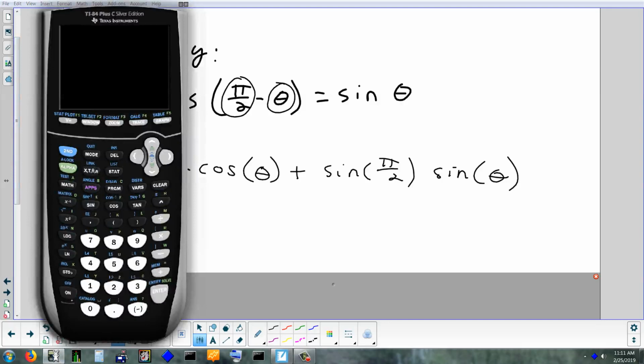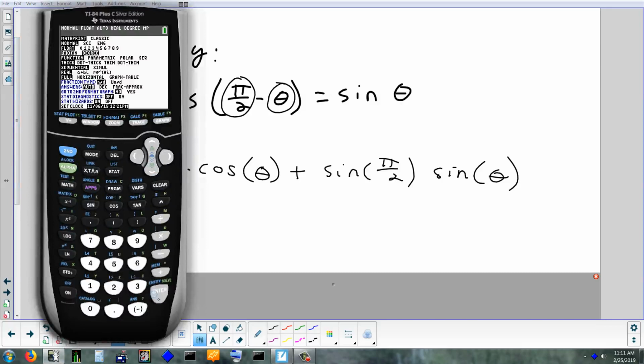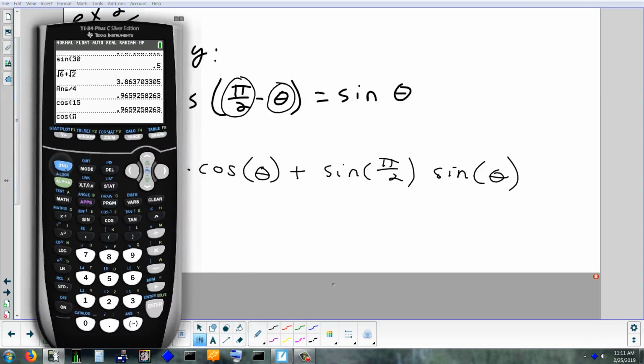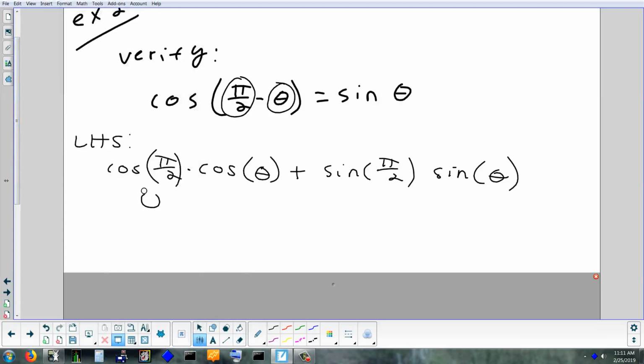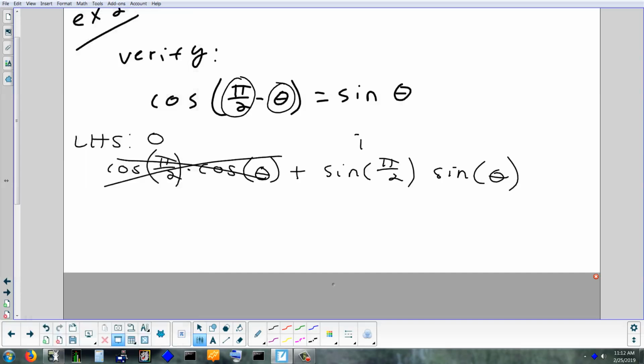But if I want to use my calculator, what should I do first? Put it in radians. So put it in radians. Let's type in cosine pi over 2. Cosine pi over 2, and you get 0. Actually, I'm just going to write it above it. What's 0 times cosine theta? 0. So this part is gone. Okay, next part. Let's look at the sine of pi over 2. Sine of pi over 2. 1. What's 1 times sine?